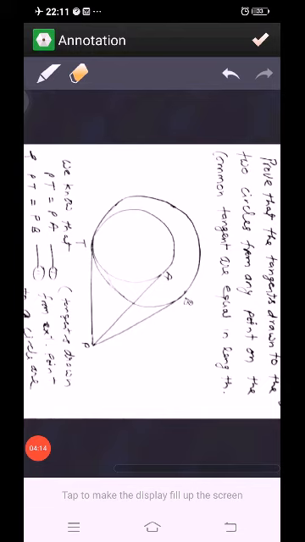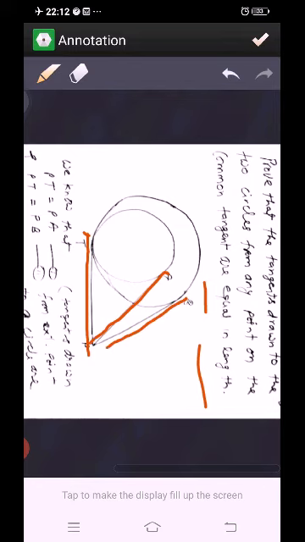Let us take next question. Prove that the tangents drawn to the two circles from any point on the common tangent are equal in length. Two circles which are touching internally, we can see that. So here PT is the common tangent, and two tangents are drawn like this. One is drawn this way, another one this way.